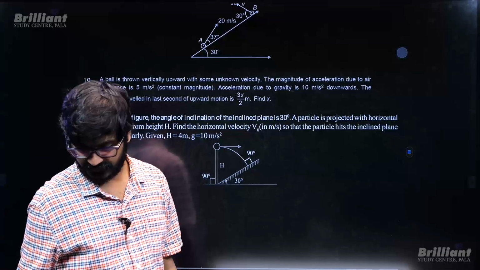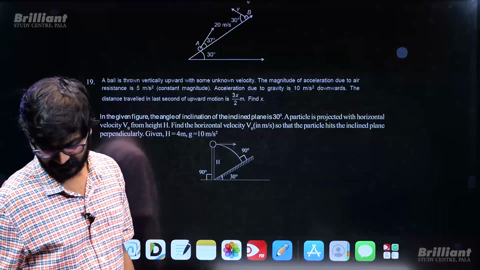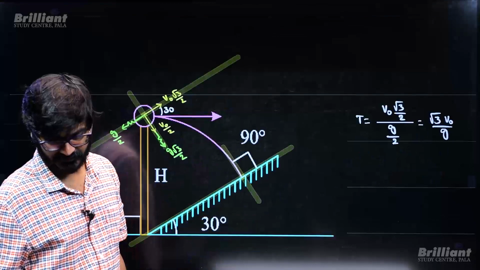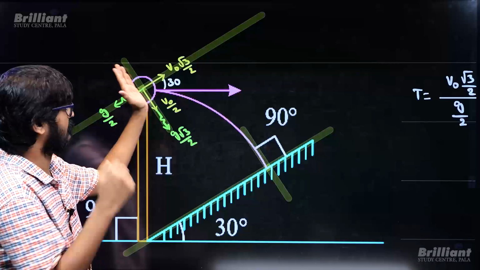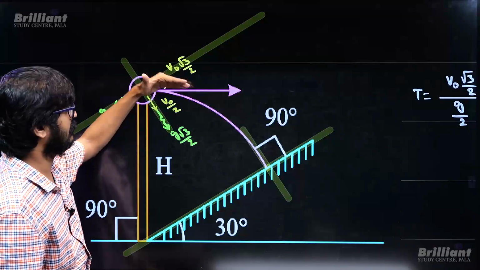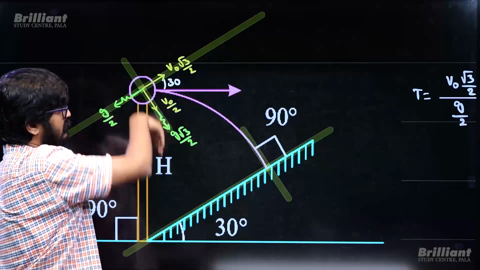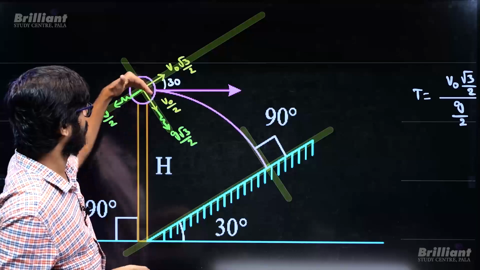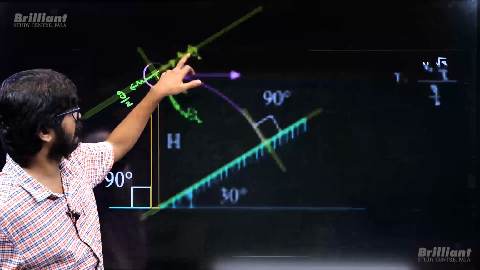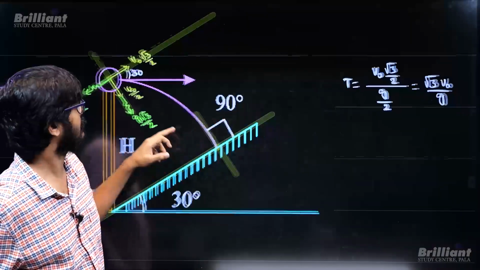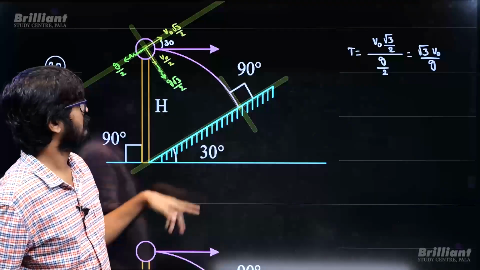In the given figure, there is an angle of inclination. Something is thrown from here and it is hitting the incline perpendicularly. Once they say hitting perpendicularly, the better option is choosing this as the x-axis and perpendicular to this as the y-axis. So V naught cos 30, V naught sin 30, and the acceleration due to gravity components are sin 30 and cos 30, right? When it is hitting here, the velocity along the x-axis is going to become 0. I know the initial velocity and the deceleration, so I can find the time at which velocity along the x-axis becomes 0. In that time it is hitting here.